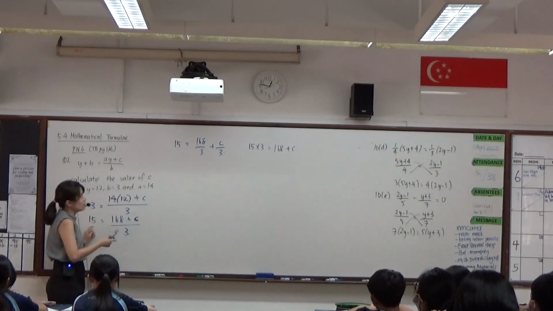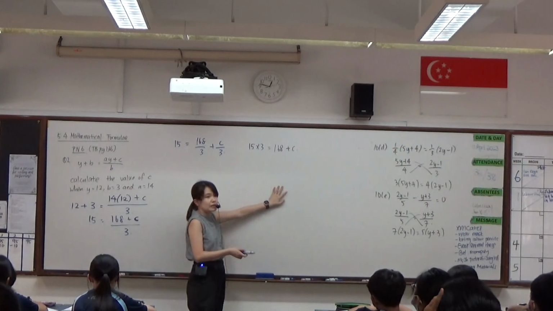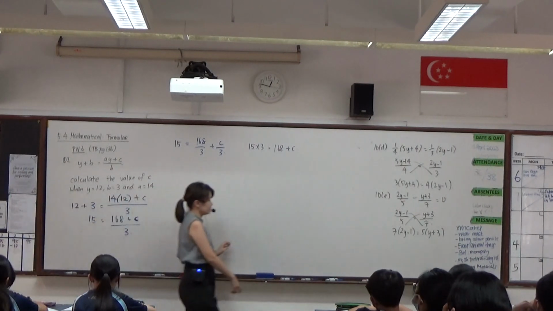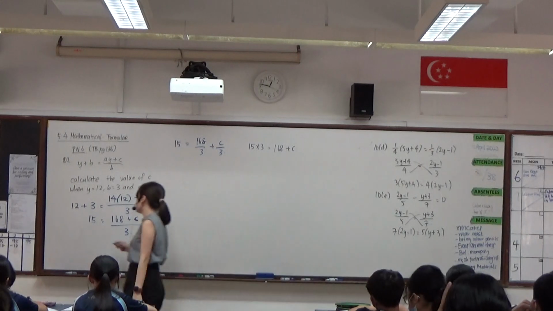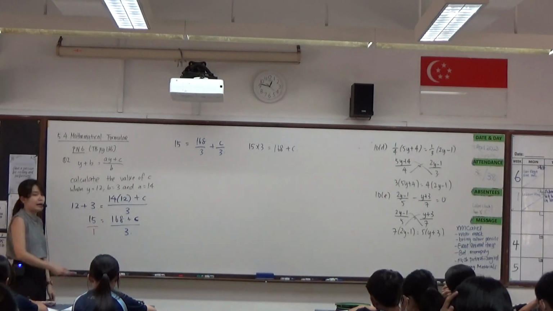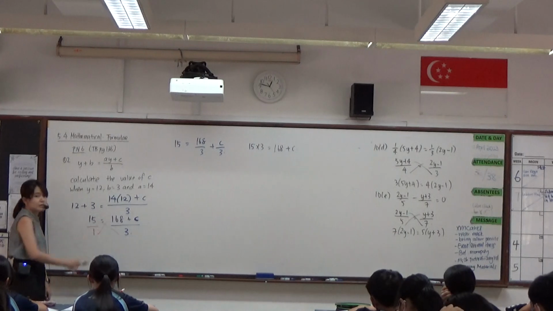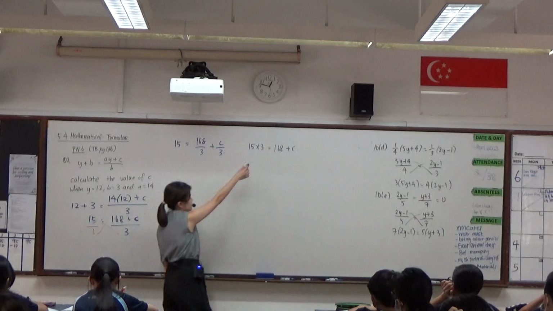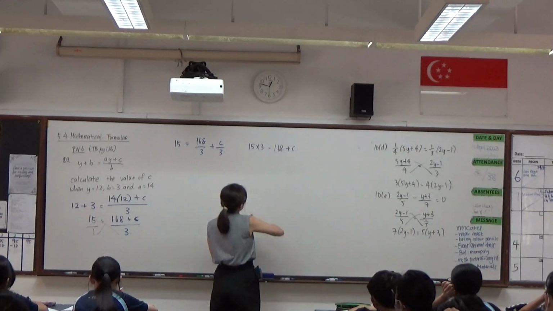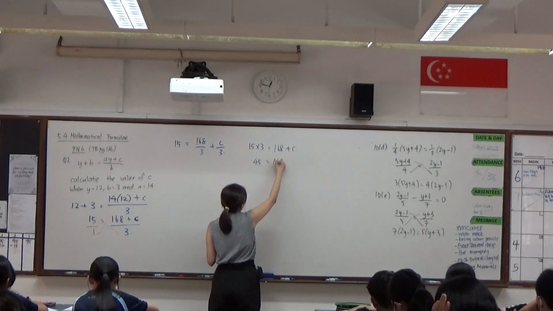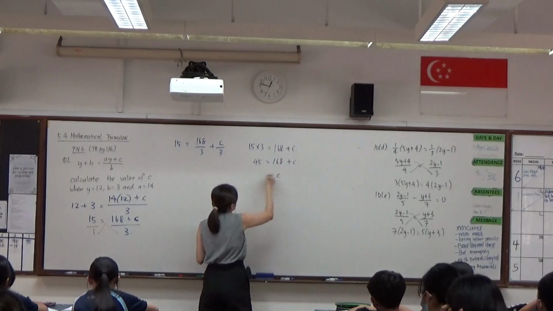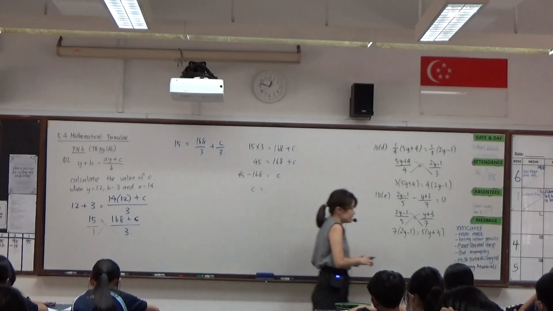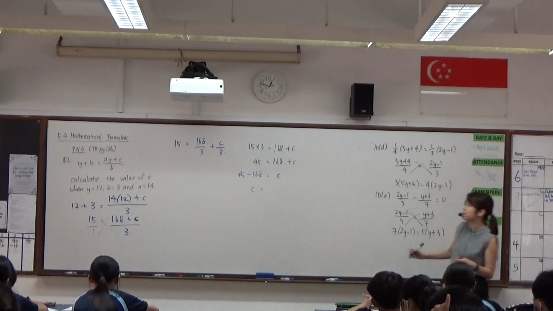Even for myself, I would have done the same thing as Ansha's. Because I want us to be able to see that 15 is as good as saying 15 over 1 and cross multiply. It does take less calculation when I do it in this manner, whereby I will get 45 equals 168 plus c, and c equals 45 minus 168. Therefore, c will be equal to negative 123.